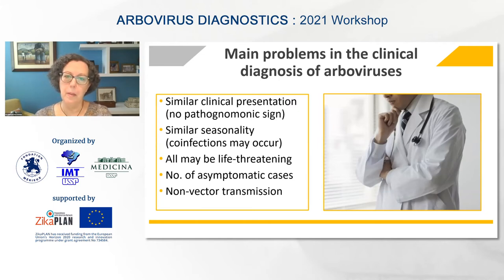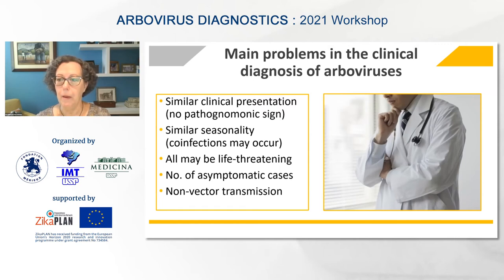Here I put some of the main problems in the clinical diagnosis of arboviruses. First of all, they have a similar clinical presentation. There is no pathognomonic sign; it's impossible to diagnose specifically which one of them just by the clinical presentation. Also, as I mentioned before, they have similar seasonality, which means that co-infections may occur. All of them may be life-threatening. We have severe cases in around 10%, sometimes up to 20% of arbovirus infections.